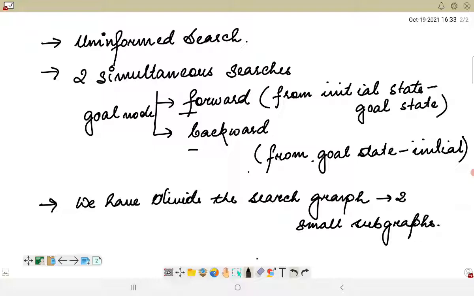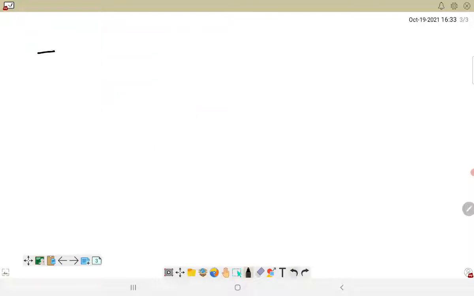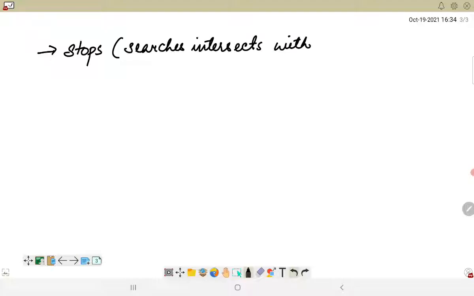In one subgraph we will have the forward search, and in the other we will have the backward search. And what is the stopping condition? The search stops when both the searches, or both the graphs, intersect with each other. They meet at a point. We will see this with an example, so we do not have to bother about it much now.